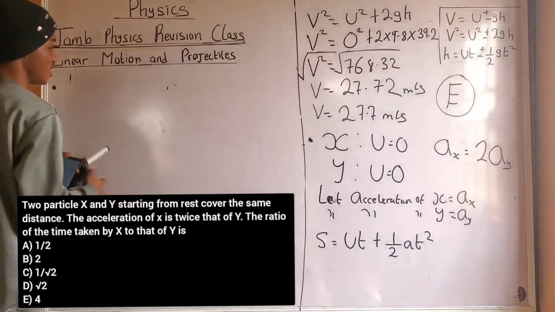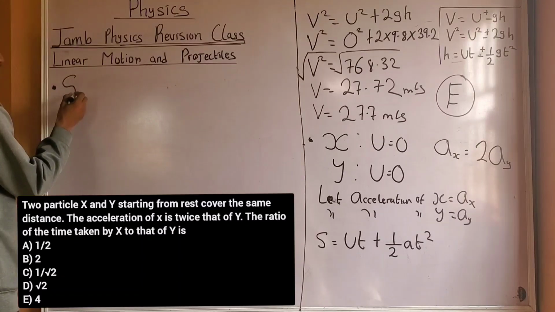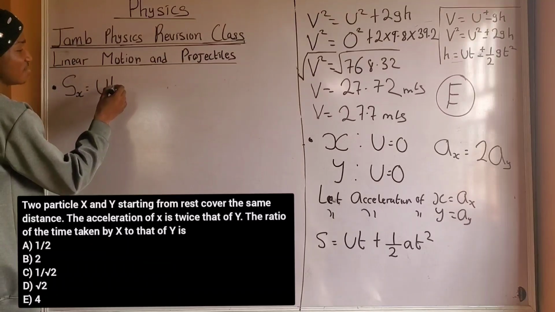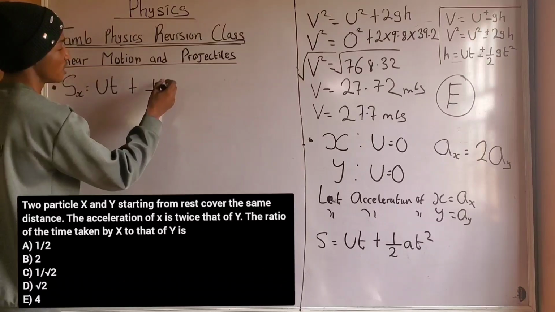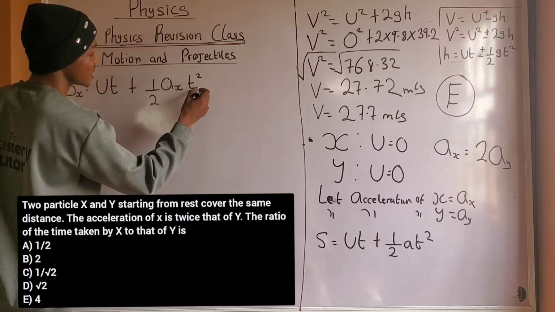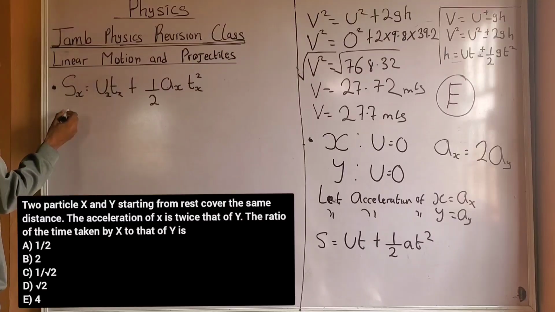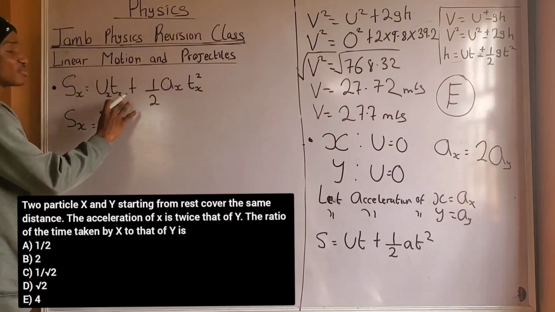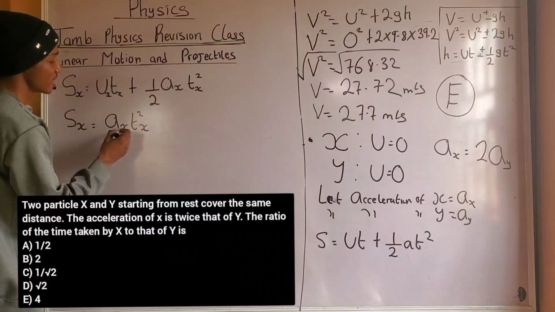Now, the distance covered by particle X will be equal to the initial velocity multiplied by the time, are you getting it? Plus 1/2 acceleration of X multiplied by the time taken to cover the distance. This information that you see here is for X alone. Are you getting it? So here the distance covered by particle X will be equal to initial velocity, which is 0. So 0 times t will be what? 0. So I'm going to have Ax t squared all over 2.